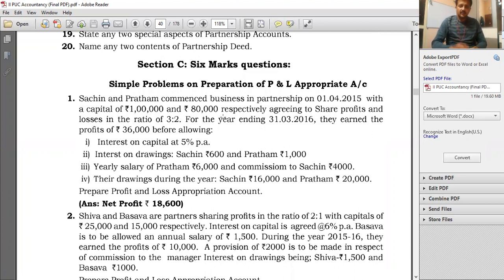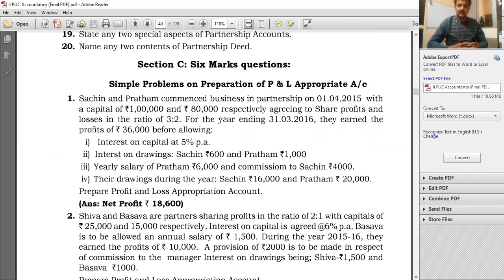Right. Then coming to the next part, that is preparation of the profit and loss appropriation account. It is very easy. Just take the example of this problem. See what all is given. First, capital is given, Sachin and Pratham, capital 1,80,000. This is useful for calculating interest on capital. You can see interest on capital is 5%. So on the debit side, you should take interest on capital, that is 5% of 1,00,000 and 5% of 80,000, that will be 5,000 and 4,000.